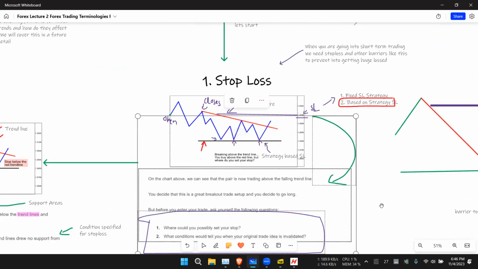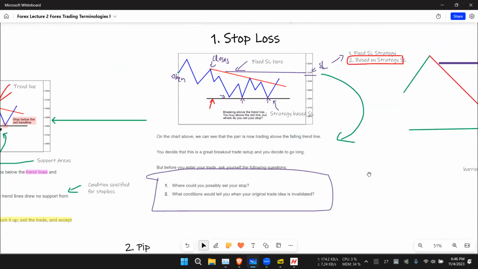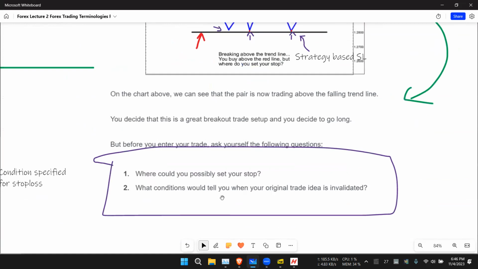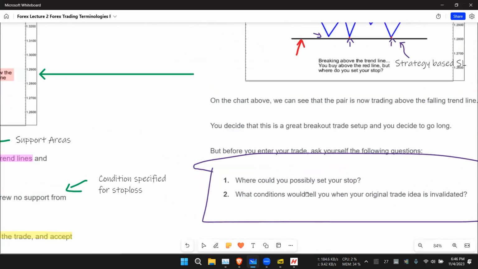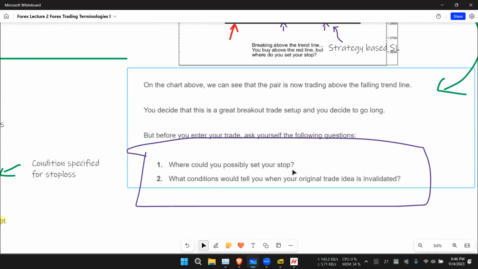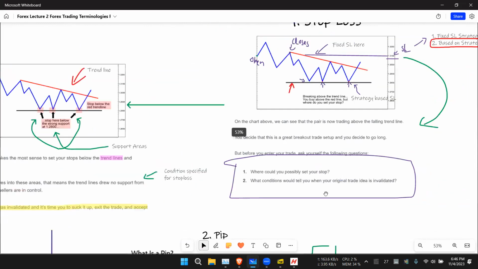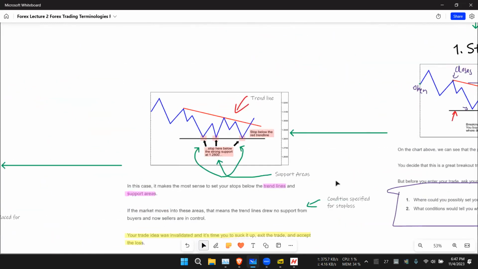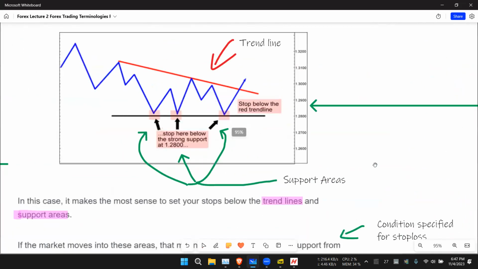So we can actually have a balance between loss and profit. So these questions are answered. Where could you possibly set your stop? What conditions would you tell when your original trade idea is invalidated? So we have these kinds of preventions like stop loss to help us in doing this. Let's deep dive into this again.